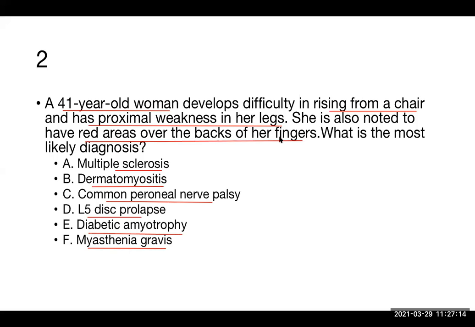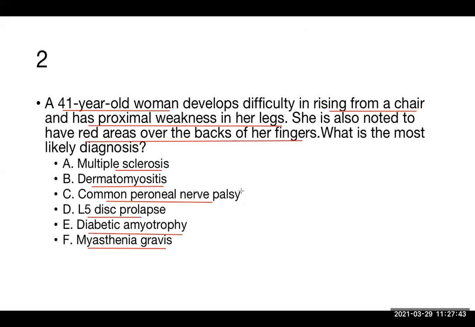Yes, your answer is absolutely fine, and the way you are describing it is also very correct. Yes, anybody? These are called Gottron's papules. Very good. Gottron's papules. So, very typical features. Excellent. This is the feature of proximal myopathy. It is clearly written: proximal weakness in the leg. So Gottron's papules are also present. So this has to be a case of dermatomyositis.